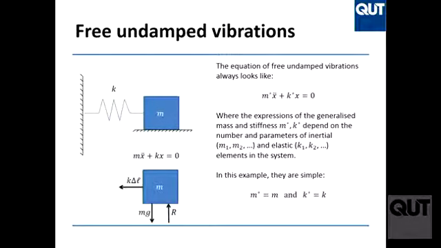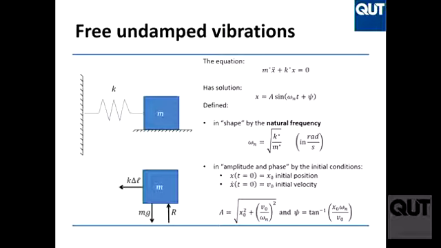Well, because if it's always like this, once we know the solution to this equation, we don't even need to actually solve this equation. We already know that the solution is always the same because the equation is always the same. And the solution is this one.